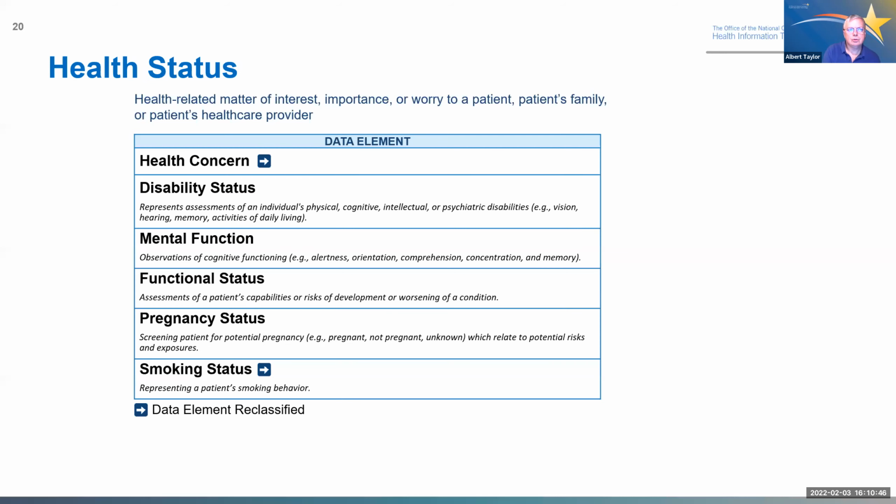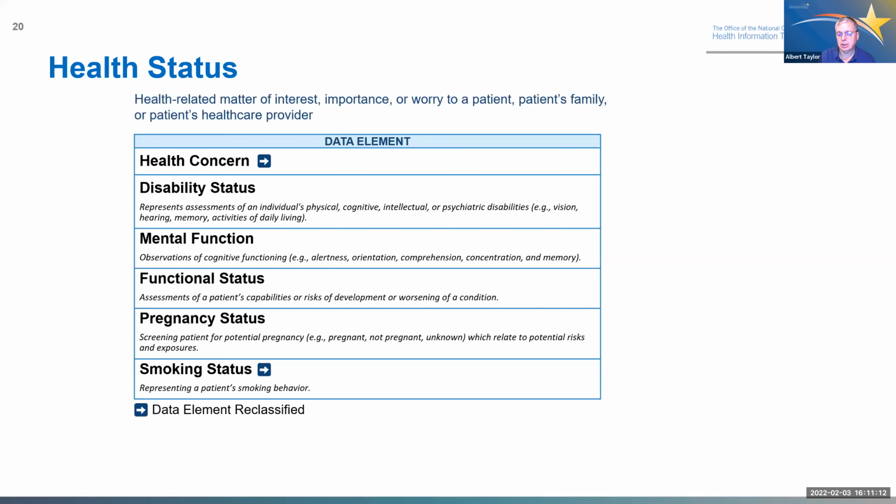The health status is a new data class. Like I said, it merges the health concern data class. It actually merges another status data class, the smoking status, and it adds a number of different, very interrelated data elements, but we felt like they were different enough and warranted individual attention to the different categories of status or function that they warranted separate data elements.